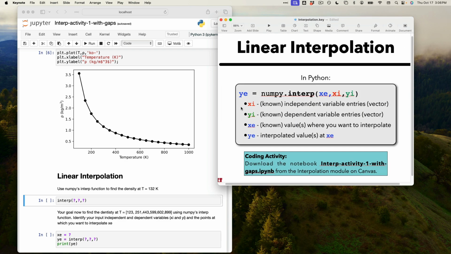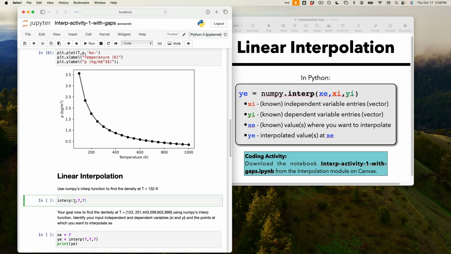2.7. That kind of makes sense. It's between those 2 values, right? Okay? So if you're still struggling with this, the first argument is going to be where you want to interpolate. We want to interpolate to t equal 132. So I'm just going to put 132.